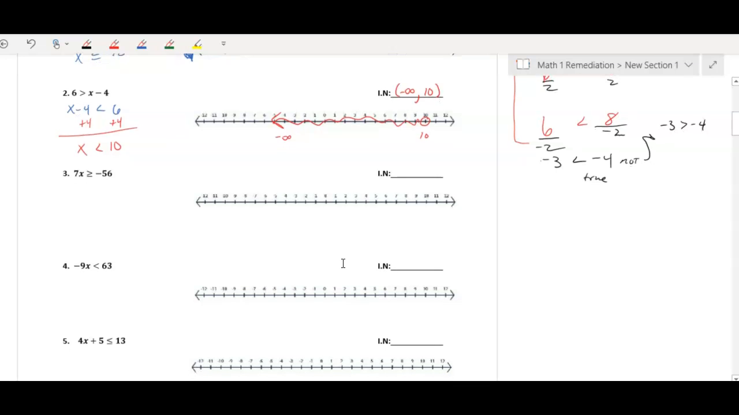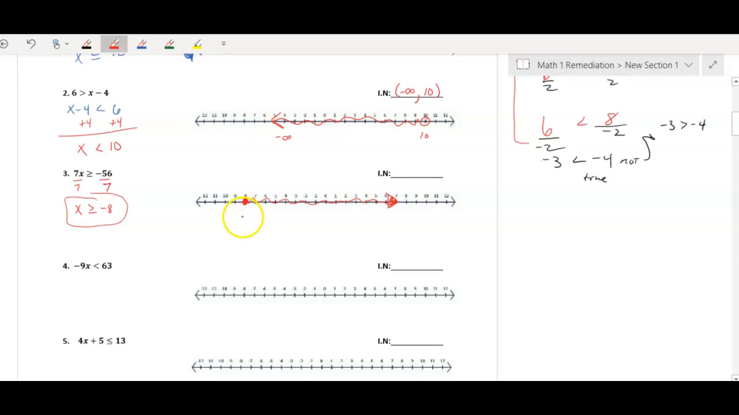Okay. Next one. Divide by 7, right, is what I would do to solve. Because I'm dividing by a positive, I do not have to flip the inequality sign. So my solution is x is greater than or equal to negative 8. Because I'm equal to, I know it's going to be a solid dot on negative 8. And if I'm greater than, all the numbers greater than negative 8 are to the right.